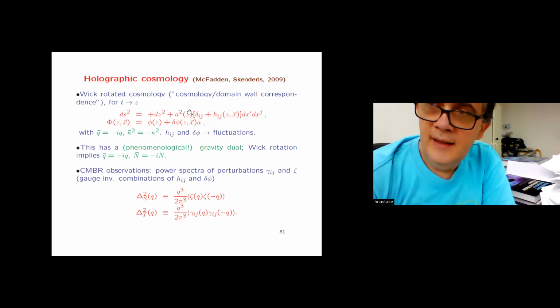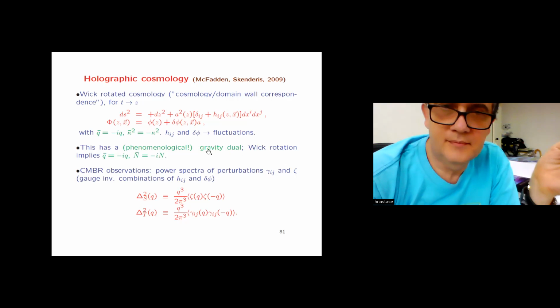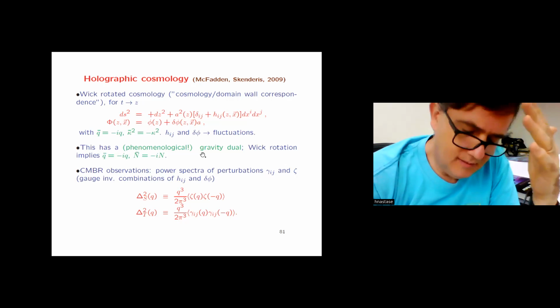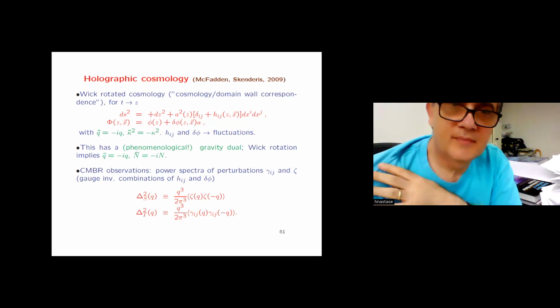And then this cosmology would correspond to some phenomenological dual. Which means, we will write the most general field theory consistent with what we want, and then we fix its parameters.